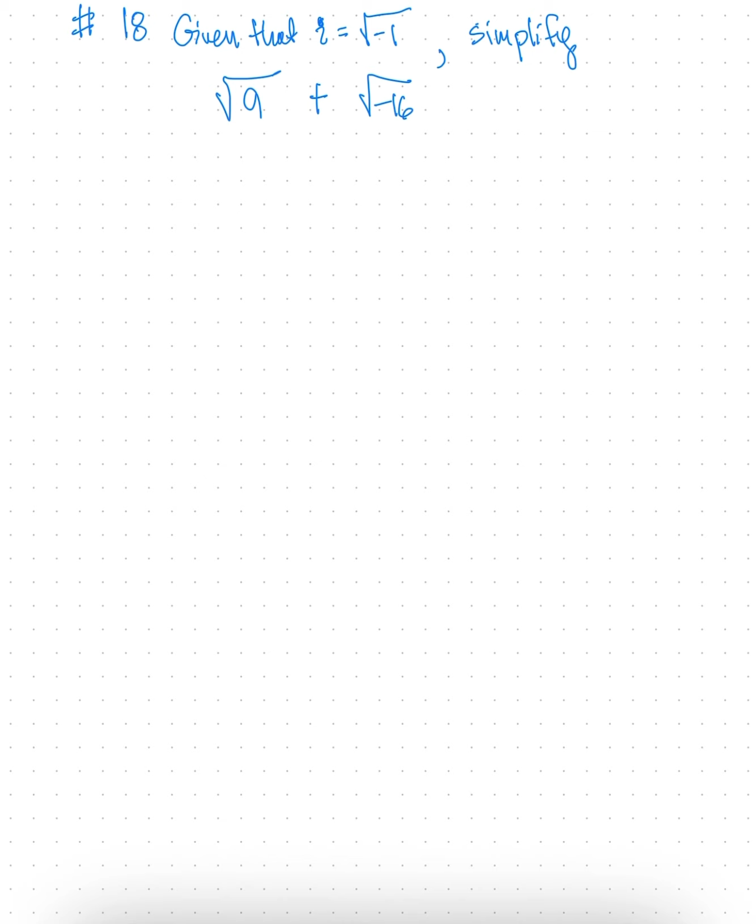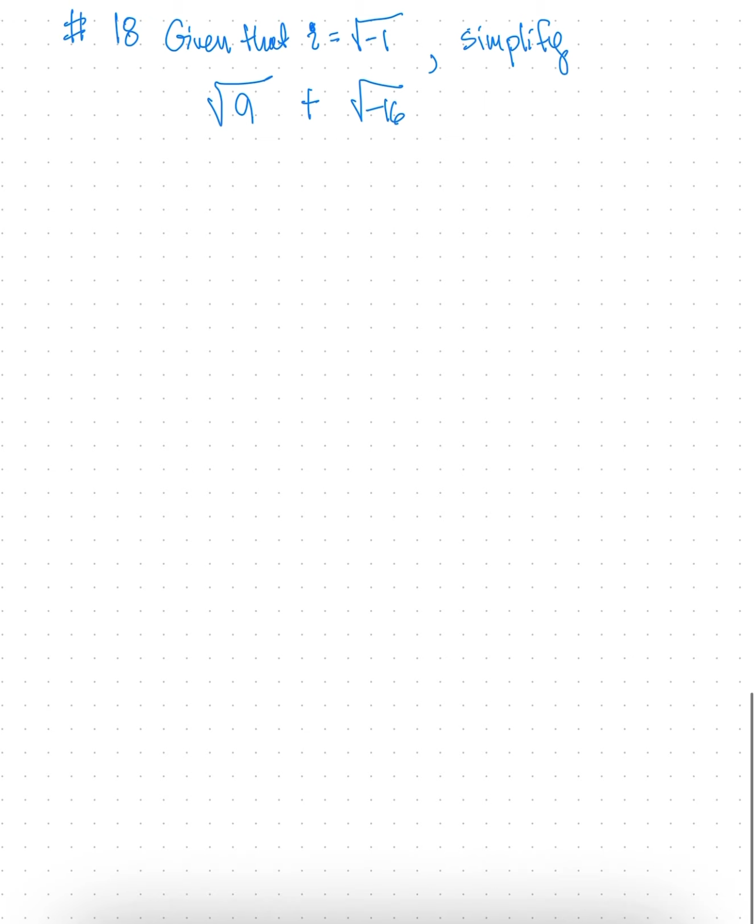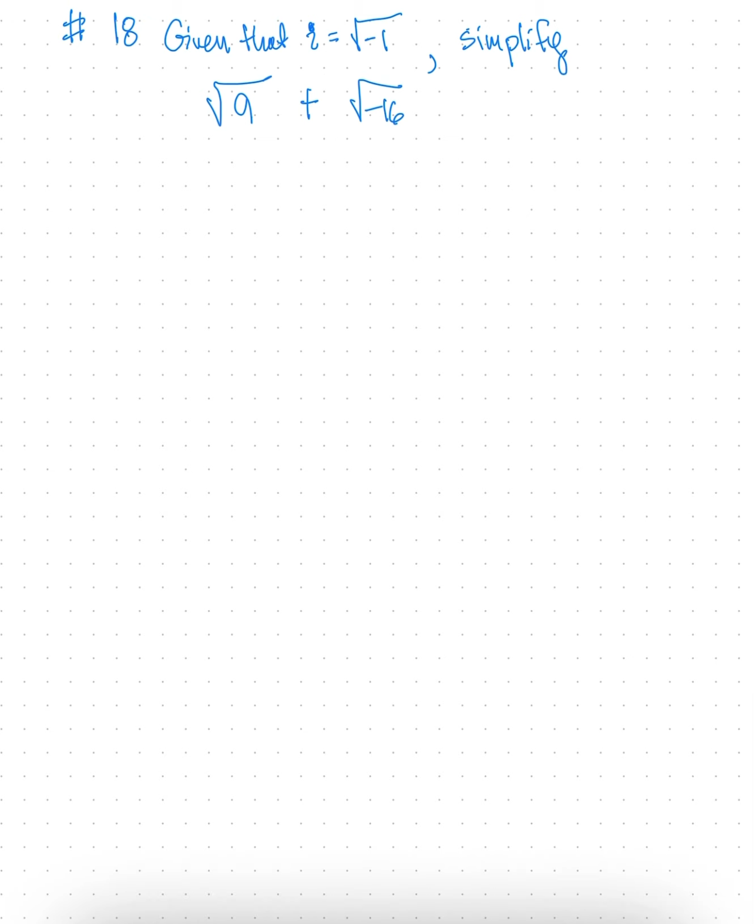We're looking at question number 18 in our ACT practice test, and we are told that i is the square root of -1, and we are to simplify the square root of 9 plus the square root of -16. So maybe this is the first time you have really run into the square root of a negative number, and we need to talk about that. We were given this little bit of information that i is equal to the square root of -1. So let's think about what that actually means.